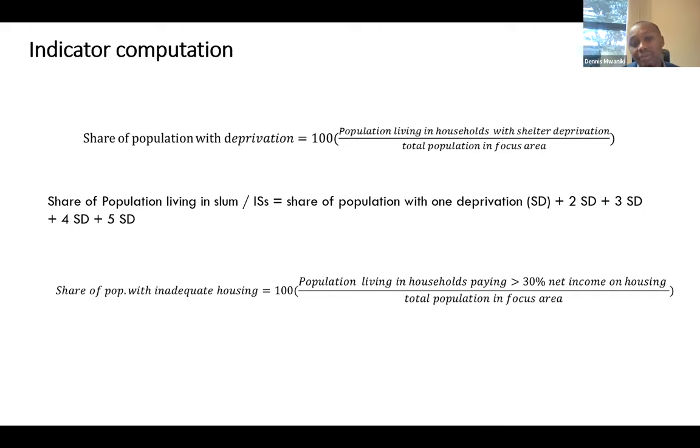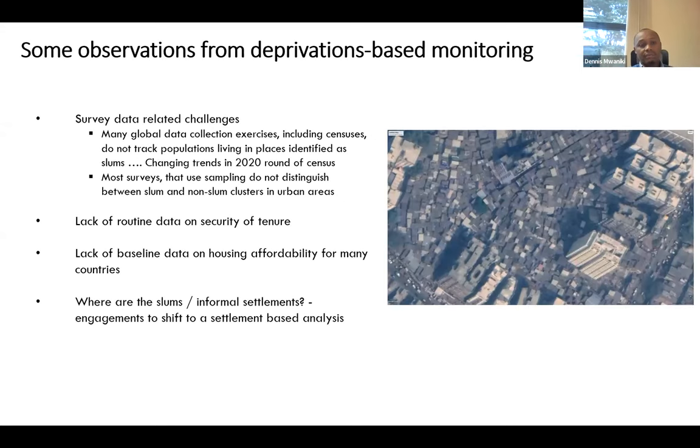It's just a simple formula here, showing you the measurement. To measure a single deprivation, you look at the share of the population within households which lack a certain deprivation as a proportion of the total population within the city or the area that is of interest. This could be at the city level, but also could be at even a neighborhood level, depending on the data availability. And the same applies for the measurement of the population with inadequate access to adequate housing. So a few things to note about this, and here I want to also connect to the other observation and geospatial measurements, which we are discussing today.